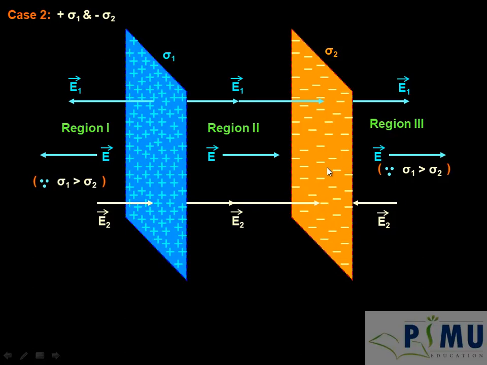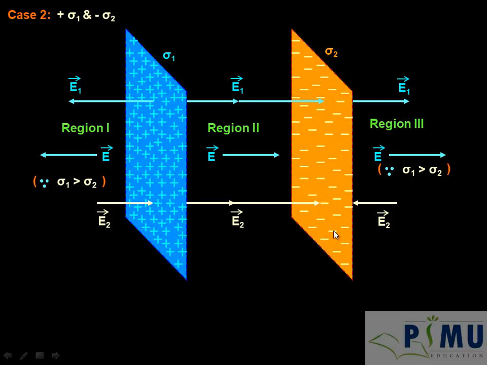But for the negative plane sheet of charge, the field will be directed towards it. So in this region, it will be directed towards it. So it will be in this direction, as shown here. Here also, it will be towards this sheet. So it will be in this direction. But here in region 3, it will be in this direction.